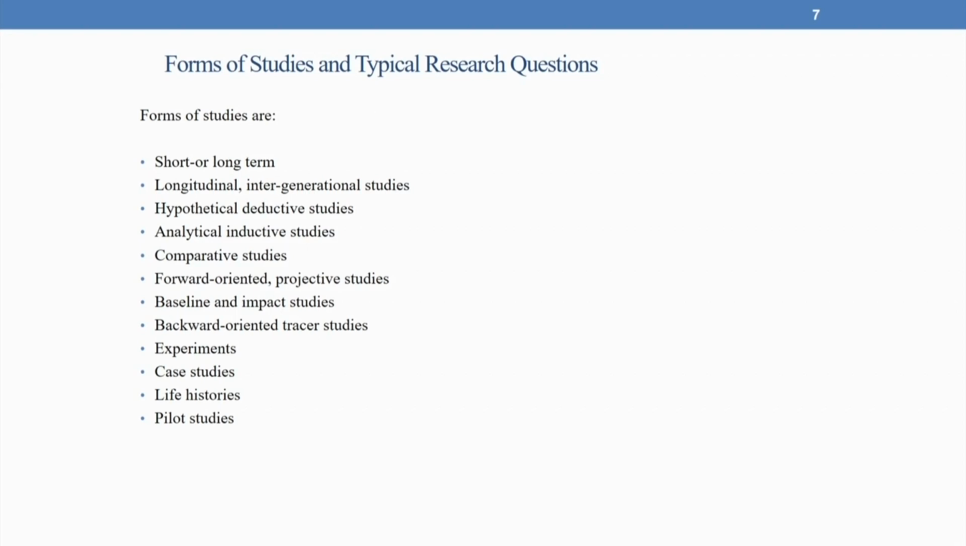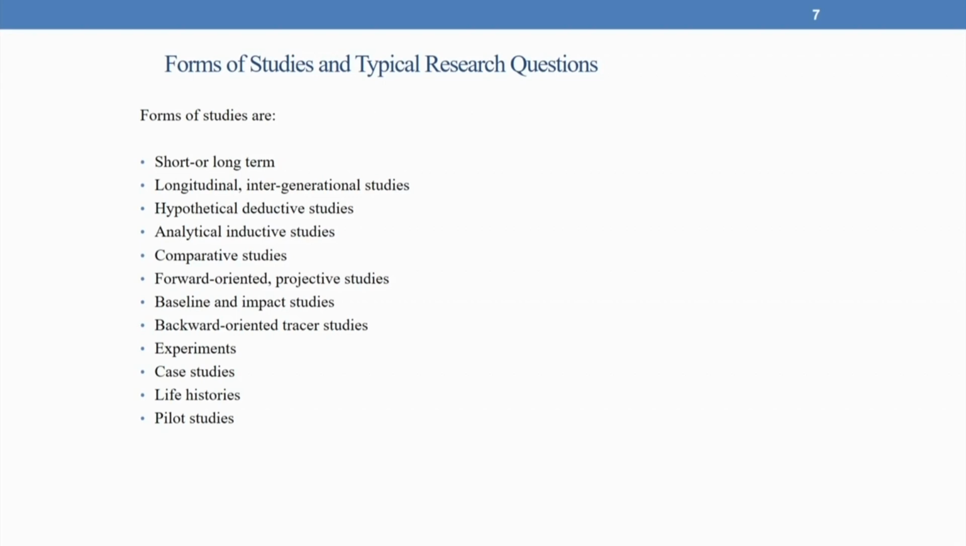So, you can have short or long term studies. Long term studies are also referred to as longitudinal or intergenerational studies. There are hypothetical deductive studies, analytical inductive studies, comparative studies, forward oriented projective studies, baseline and impact studies, backward oriented tracer studies, where the focus is on the historical evolution of the question that we are trying to answer. Experiments, case studies, life histories, pilot studies and so on.